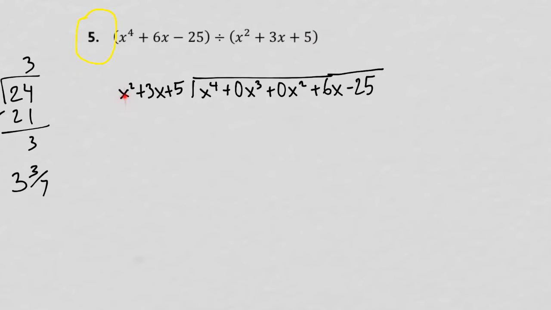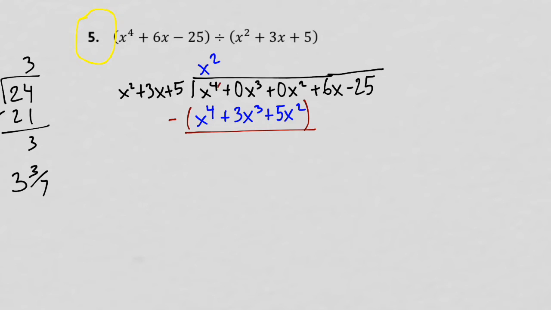Now what you do is you figure out what this times what is x to the 4th, and that is x squared. X squared times x squared is x to the 4th, so you need to multiply that x squared times all three of these right here. So it's going to be x to the 4th plus 3x cubed plus 5x squared, right? You multiply times all three of them. And now we're going to subtract it.